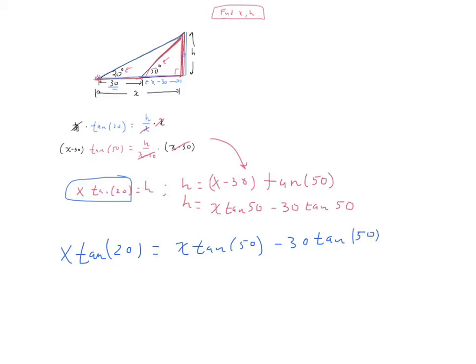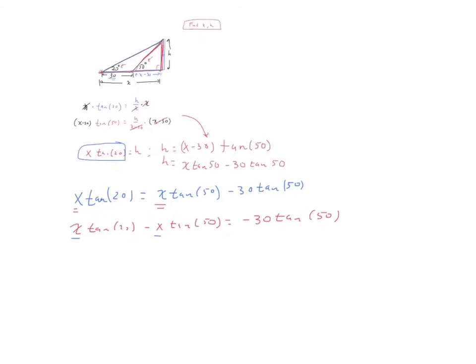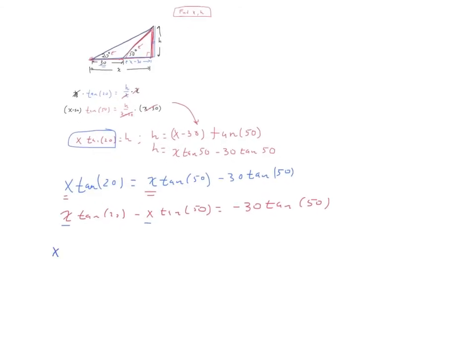Here we need to use the technique that we're trying to solve for x. So let's move everything with an x over to one side. So we have x tan 20 minus x tan 50 equals negative 30 tan 50. Since I have an x on both sides, I can factor out an x. So now I can write that as x times tangent of 20 minus tangent of 50 equals negative 30 tan 50.